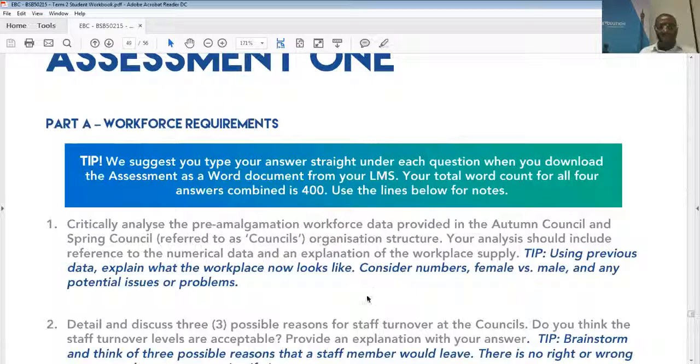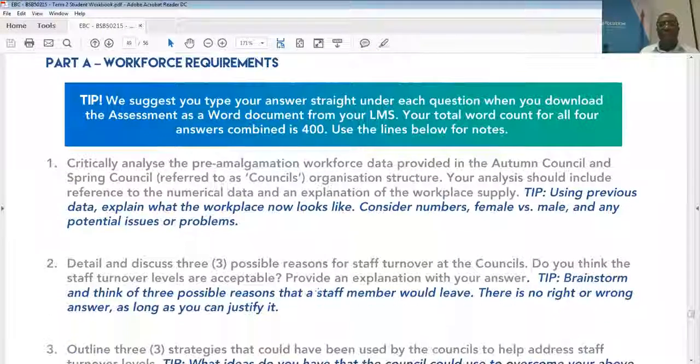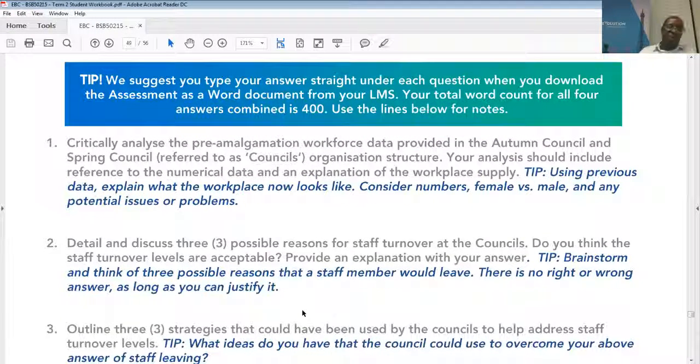Give us some data. Give us some statistics. Tell us the numbers about the workforce, just the workforce. And if you want to give us a background of what each council was doing and how big the population was, the male and female population, that's great. That's just going to give you more kudos.